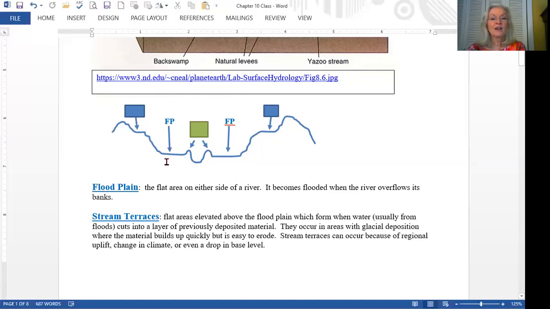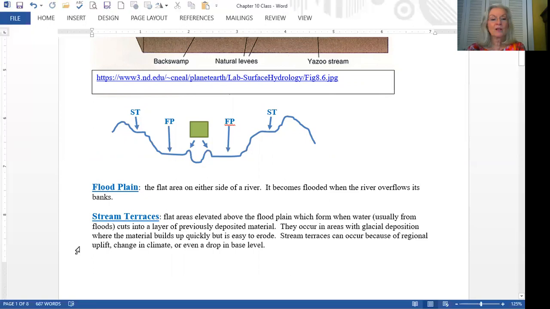Stream terraces are elevated above the floodplain. They are also flat areas. So on our graphic, we find those on either side up above. These usually indicate a previous level for the river. It can occur in a variety of ways.